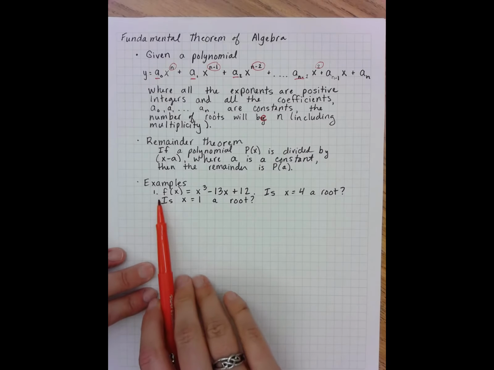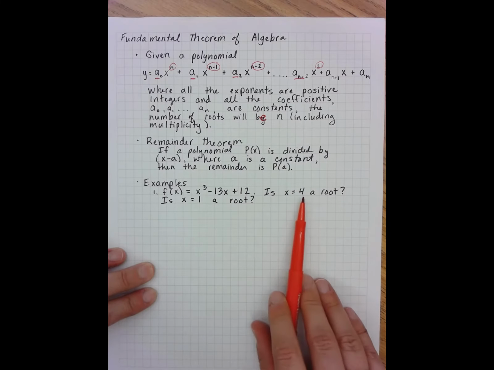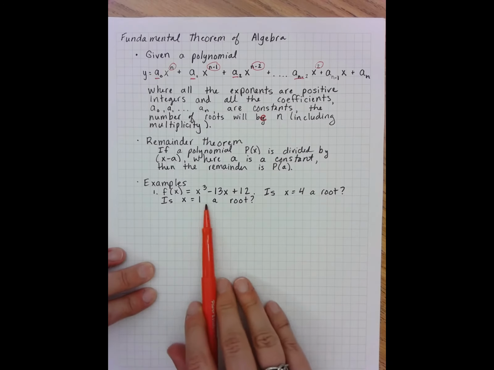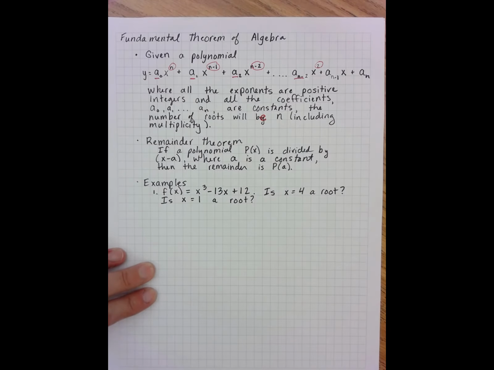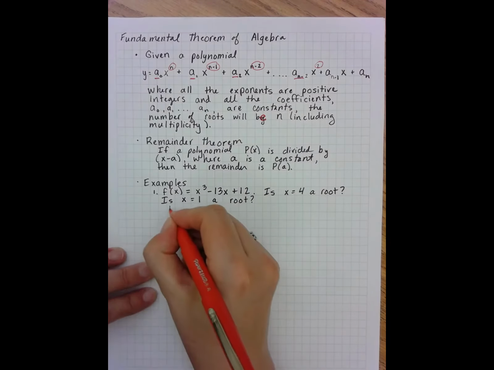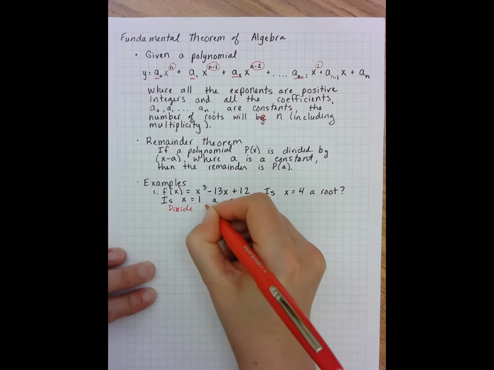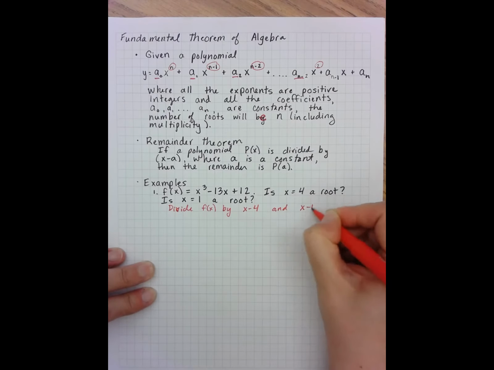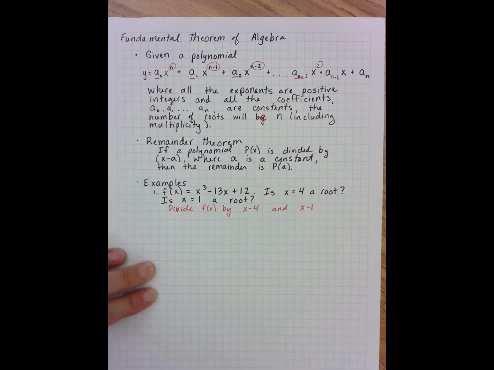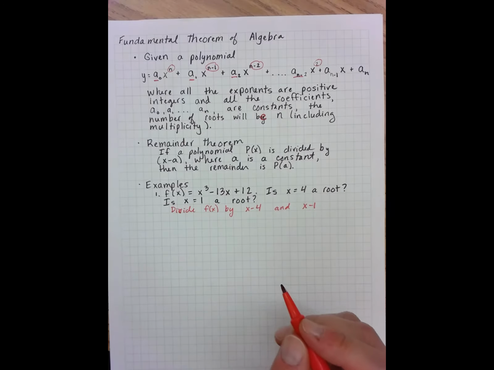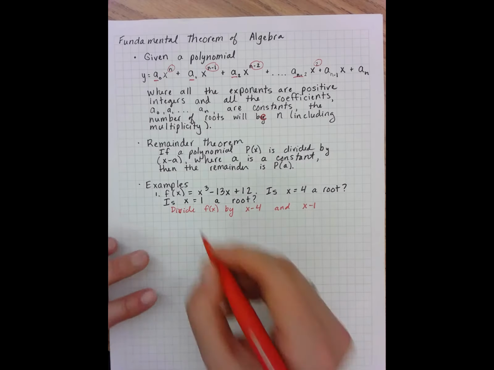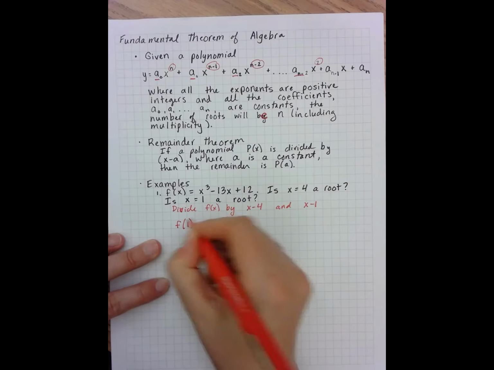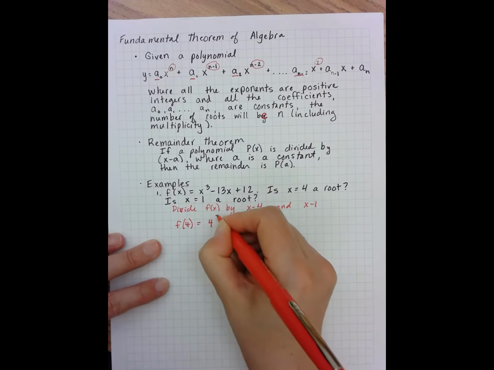In the first example, we are given a function, and we're asked if x equals 4 is a root. We're also asked if x equals 1 is a root. So we have two options here. One option is to divide f of x by x minus 4 and x minus 1. However, the remainder theorem makes our job a lot easier, because all I have to do is simply plug 4 into my function.